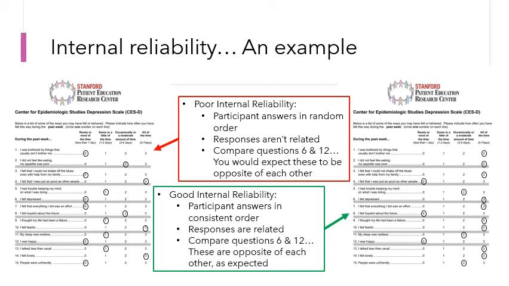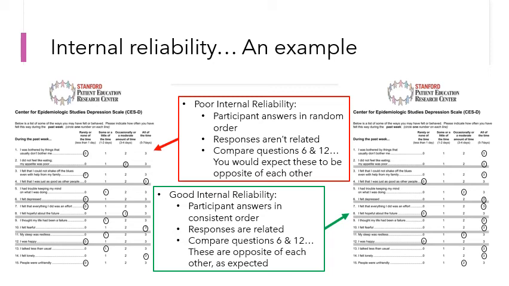We can even compare item 6 and item 12, right? So item 6 says, I felt depressed, and item 12 says, I was happy. If we look to the left side, we see that those were both answered at a 0. In reality, you would expect those to be oppositely answered, right? So if those are both answered at 0, it's indicating we have poor internal reliability. People aren't answering these questions in a fashion that indicates depression.